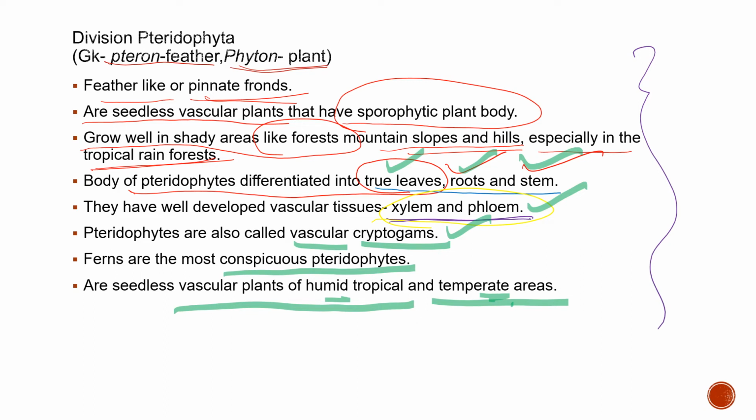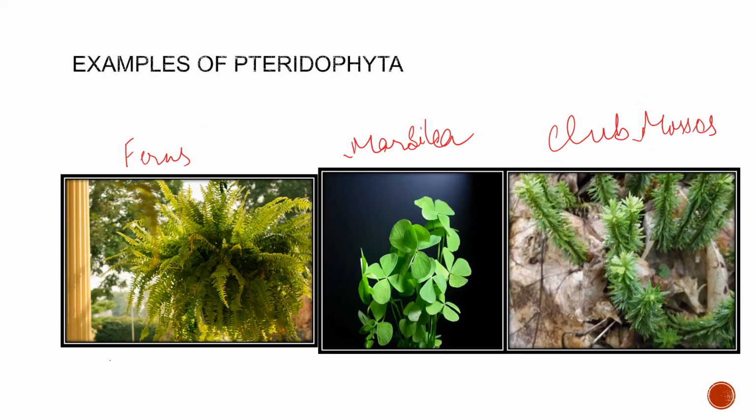Now next we are moving with the examples of Pteridophyta. Let us see whether these characteristics match with the examples or not. Now see the ferns. The body is well differentiated into leaves, stem as well as roots. Marsilea is another example. Here also leaves, stems and roots we can see separately.